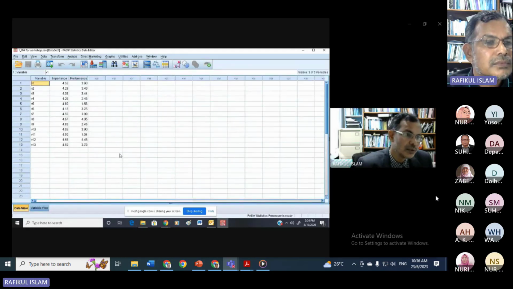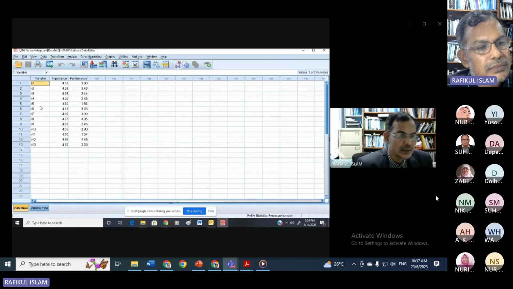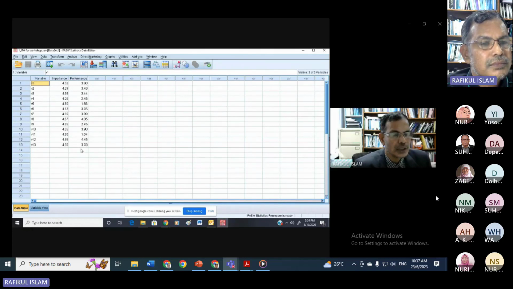So this is the data view. We have only 13 variables for analysis. So this is the first variable. I have not given any specific name, just V1, V2 like that. And these 2 columns show the values of the numeric variables. The first one is for importance and the second one is for performance.